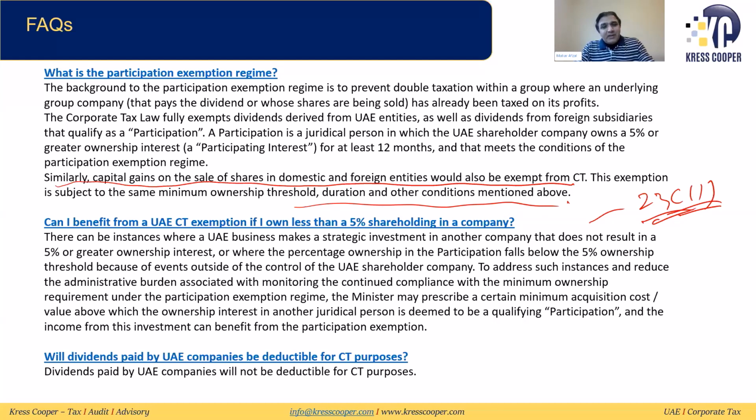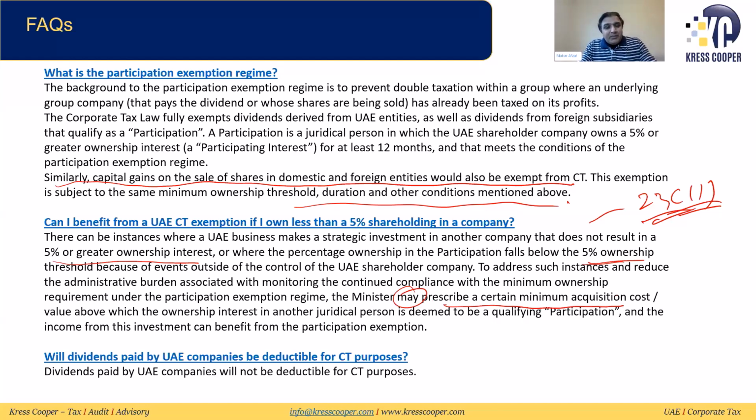There can be instances where a UAE business makes a strategic investment in another company that doesn't result in a 5% or greater ownership interest. There is also a possibility that the percentage ownership falls below the 5% threshold because of events outside the control of the UAE shareholder company. To address such instances and reduce the administrative burden associated with monitoring continued compliance with the minimum ownership requirement under the participation exemption regime, the minister may prescribe a certain minimum acquisition cost. We have already discussed this.